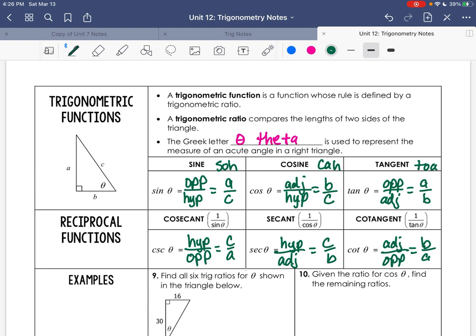SOHCAHTOA: sine is opposite over hypotenuse. So those letters are in order. Cosine is adjacent over hypotenuse. And then tangent is opposite over adjacent. So SOHCAHTOA is where that comes from.